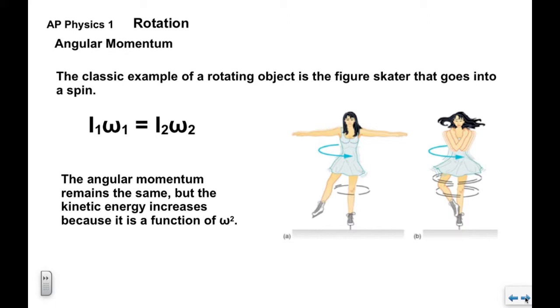Typically, as she redistributes the mass by pulling her arms in, she's doing work on herself, and by redistributing the mass, that work comes out as increased rotational kinetic energy.